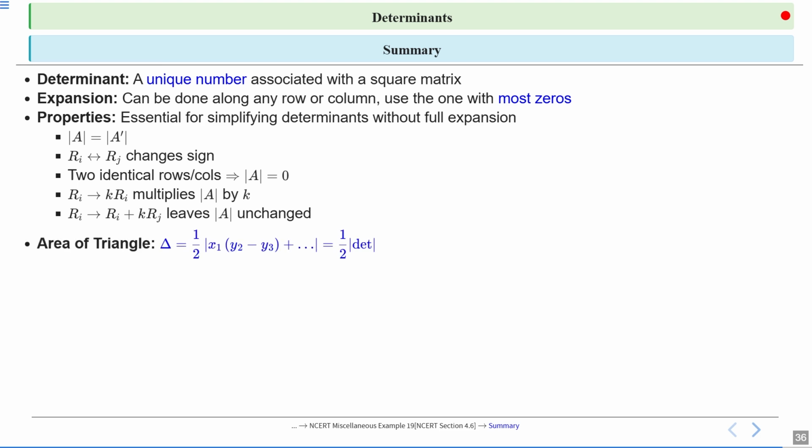And we can calculate the area of a triangle using this formula and by using the determinant of the matrix x1, y1, 1, x2, y2, 1, x3, y3, 1.